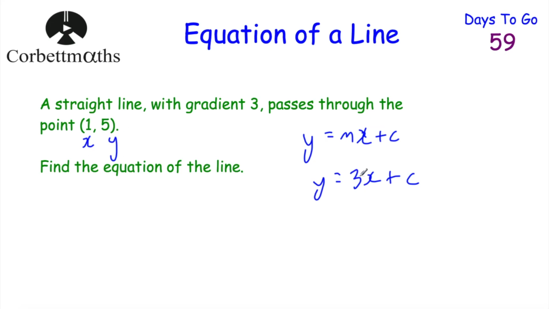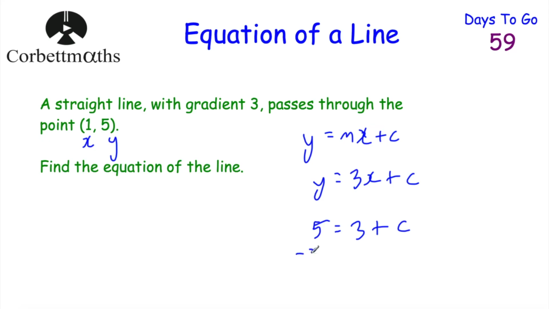If we substitute these into the equation, we can find out what c is, which is the y-intercept. And then we can find the equation of the line. So let's substitute x equals 1 and y equals 5 into the equation. So y is equal to 5, so we get 5 is equal to 3x, so that's 3 times 1, and 3 times 1 is equal to 3, plus c.